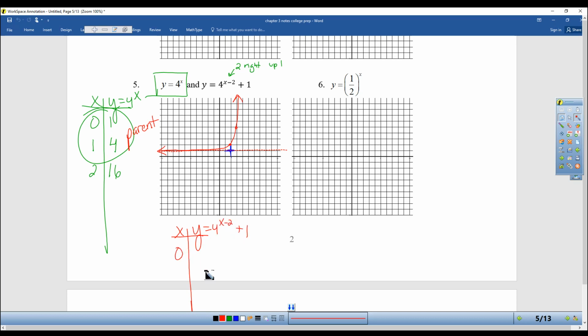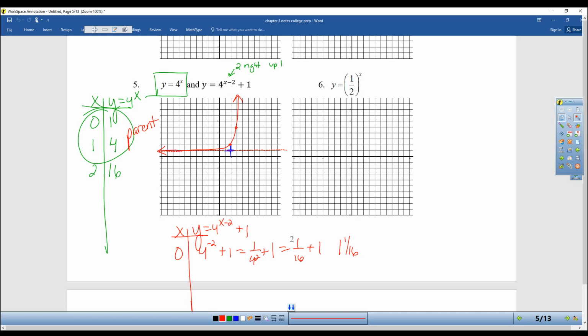1? Sure. When x is 0, 4 to the negative 2 plus 1, which is 1 over 4 squared plus 1, which is 1/16 plus 1, 1 and 1/16. So at 0, you should be graphing 1 and 1/16. Good luck with that. And good luck making a whole bunch of these points. It's so easy to just make the parent graph and then shift left, right, up, or down.